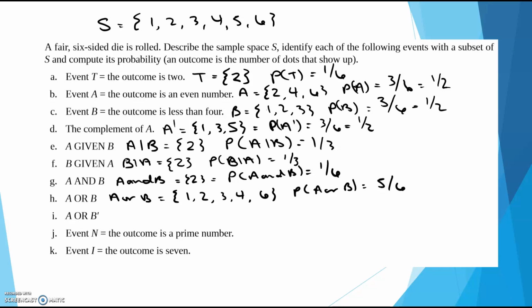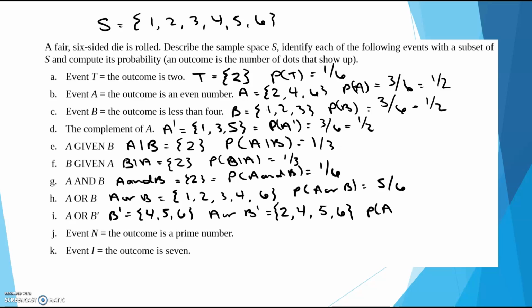Okay, A or B prime. So first we're going to find B prime. So that's everything that B is not, and B is a 1, 2, or 3. So B prime would be a 4, a 5, and a 6. So that means A or B prime would be 2, 4, 5, and 6. Remember, you put them together, just no repeats. Both B prime and the A both have a 4, so I'm just going to list that once.